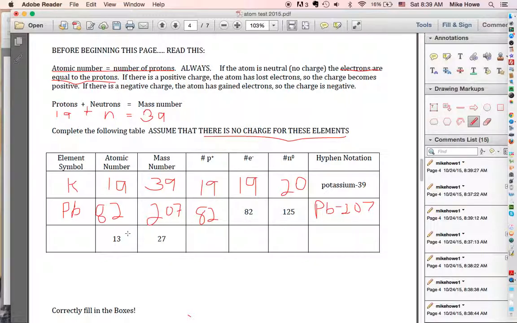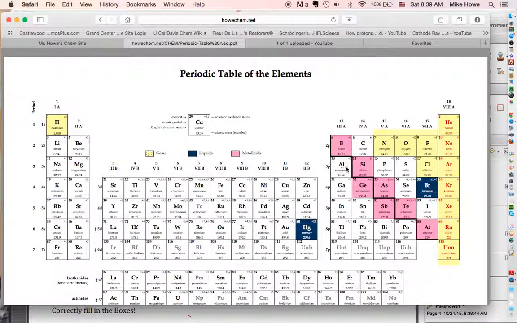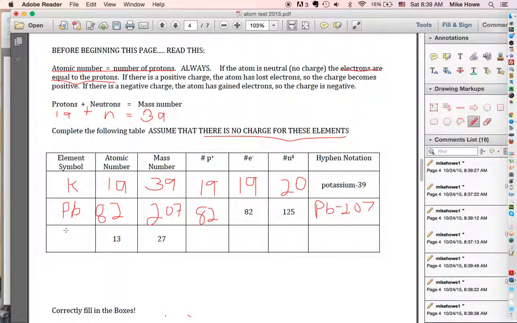For the third one, atomic number is 13. So you look over and see what is the element. This number 13 looks like it is aluminum. So you come back, that's aluminum. Since the atomic number is 13 and the atomic number equals the protons, the protons are 13. The electrons equal the protons if there's no charge. And remember, there's no charge for these elements, so the electrons are 13.